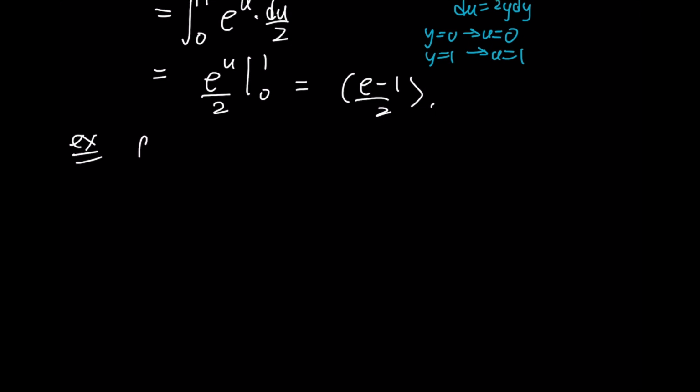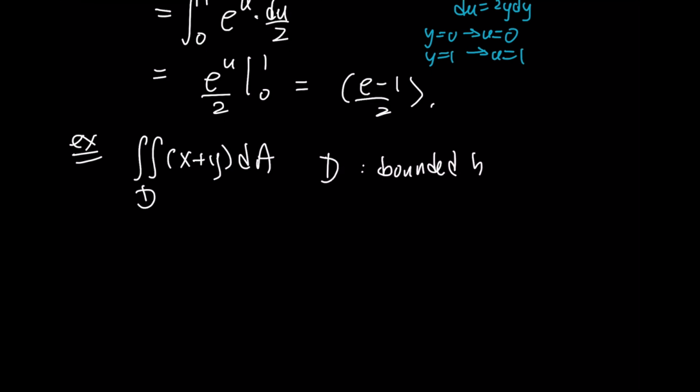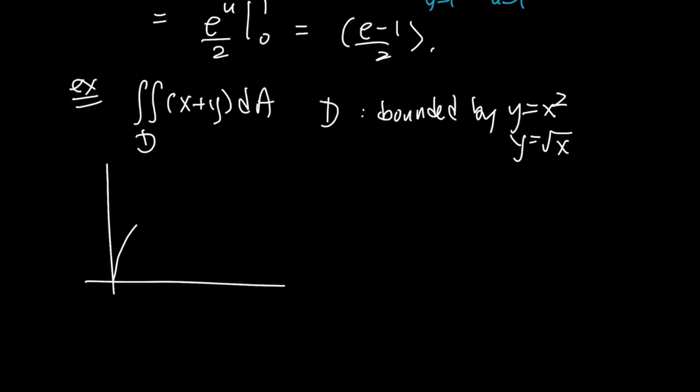As another example, let's talk about the integral of this function x plus y, where D is the region bounded by y equals x squared and y equals root x. So this is the curve y equals root x. This is the curve y equals x squared. The region of interest here is this shaded area.